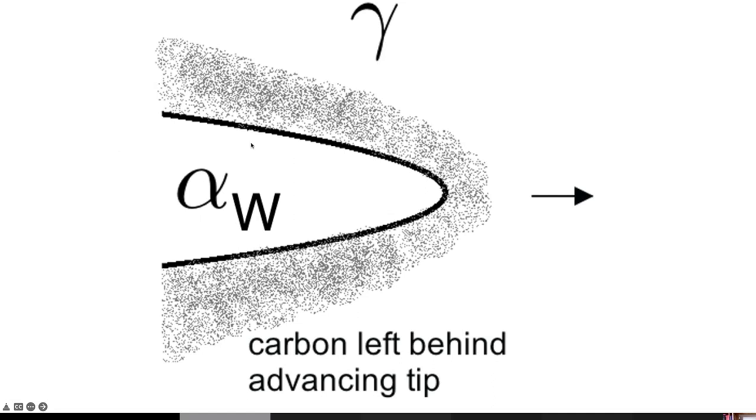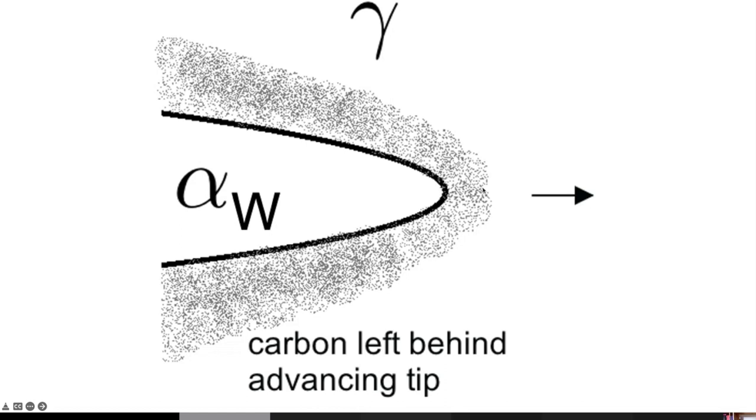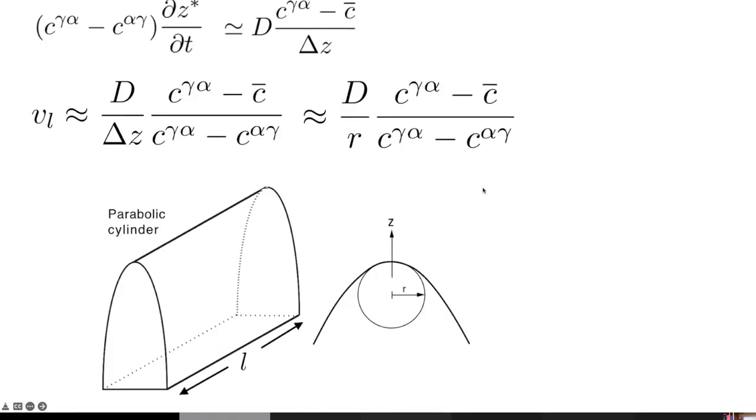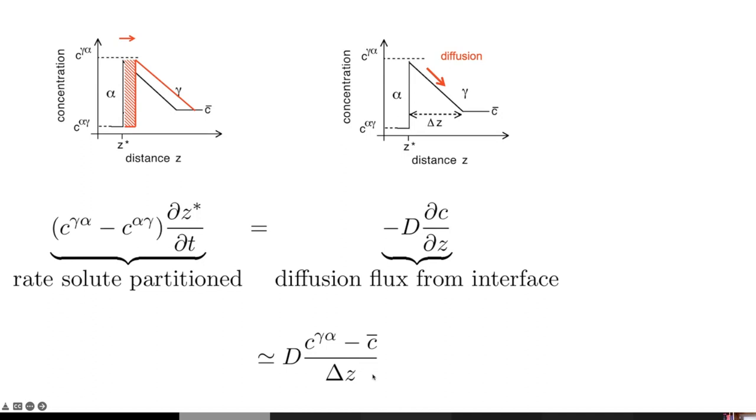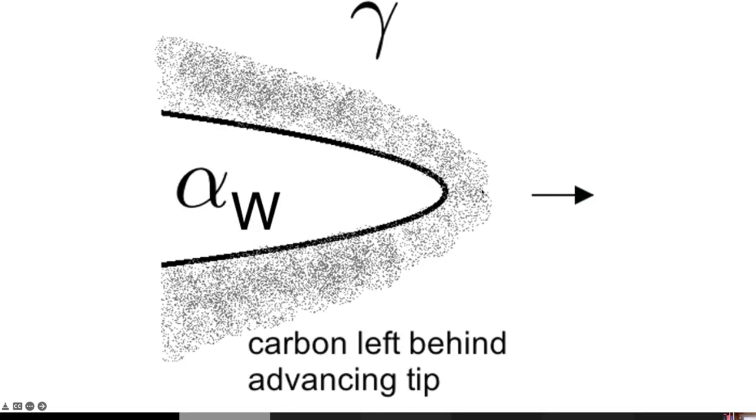Okay, so as the plate advances, it's leaving carbon behind the tip. So we are not actually increasing this distance here, because the carbon is being left behind as the plate advances. So the diffusion distance delta Z, which was in the previous slide here, is constant. This is not a flat interface where you just accumulate carbon ahead of the interface, but a curved plate, and this distance remains constant because you're leaving the carbon behind as the plate grows.